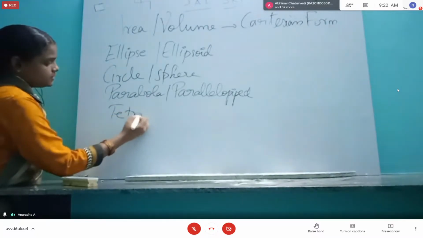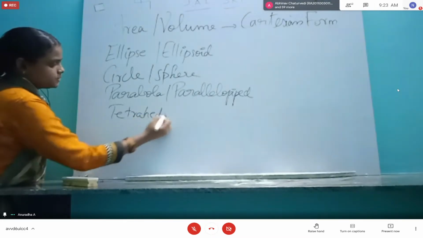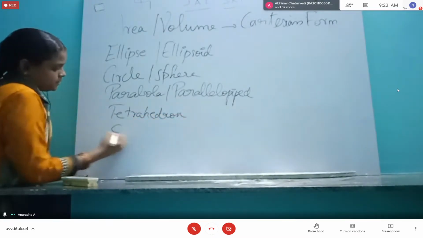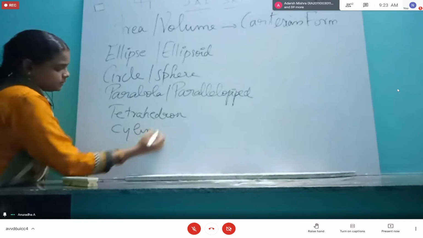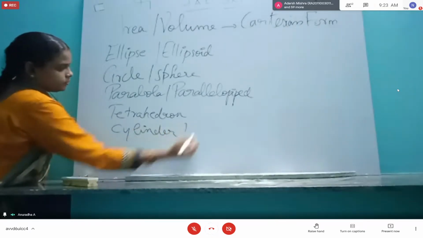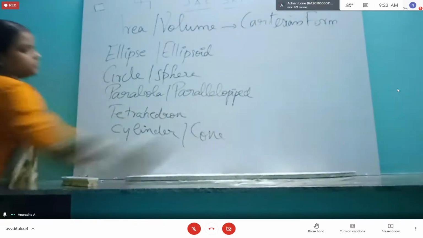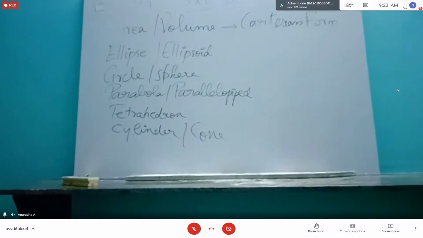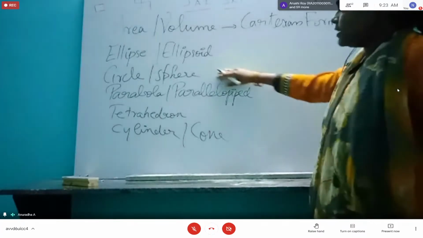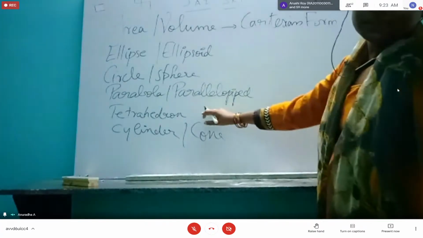Tetrahedron. These are very, very important sums. Standard curves, cylinder, and cone. So these are standard equations given to you. You have to know the general form of these equations and how to draw their structures. And mostly, if you see them, they will be having x square, y square, z square also.